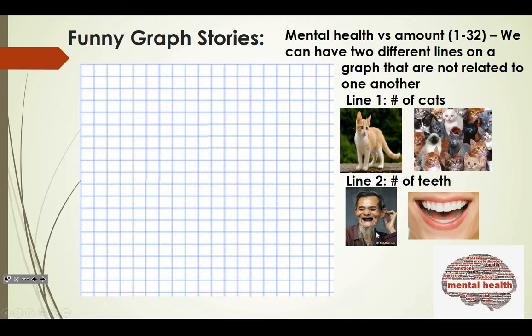This one's a little bit different, okay? Mental health versus the amount, 1 through 32. We can have two different lines for two different kinds of things going on that are not related. But we're going to have two lines versus the number of cats: the mental health, number of cats and number of teeth. So, that's what I'm trying to figure out.